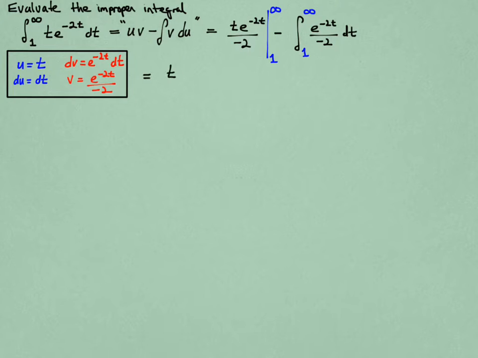Let's clean up the expression a little bit. Here's the original term outside the integral. And then this is a minus here and a minus there, so it will become a plus 1/2 outside the integral, and then I'm integrating the exponential from 1 to infinity.